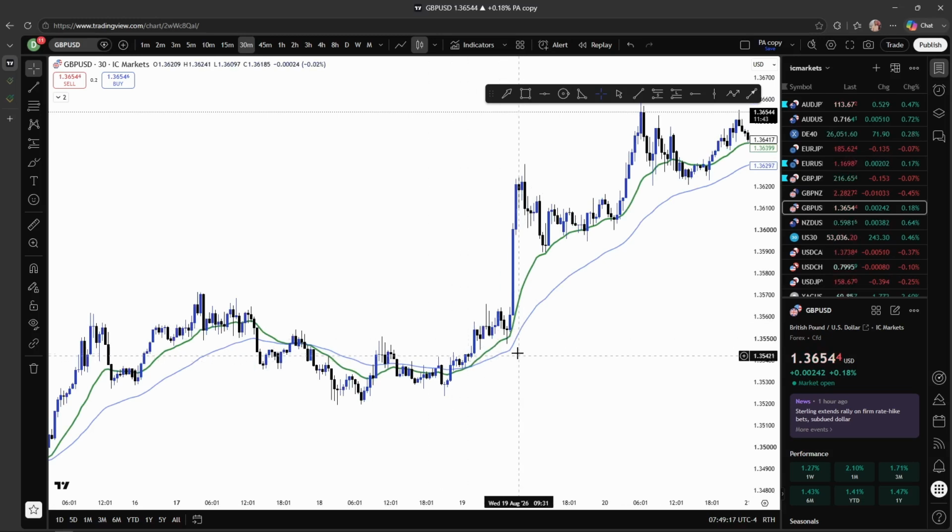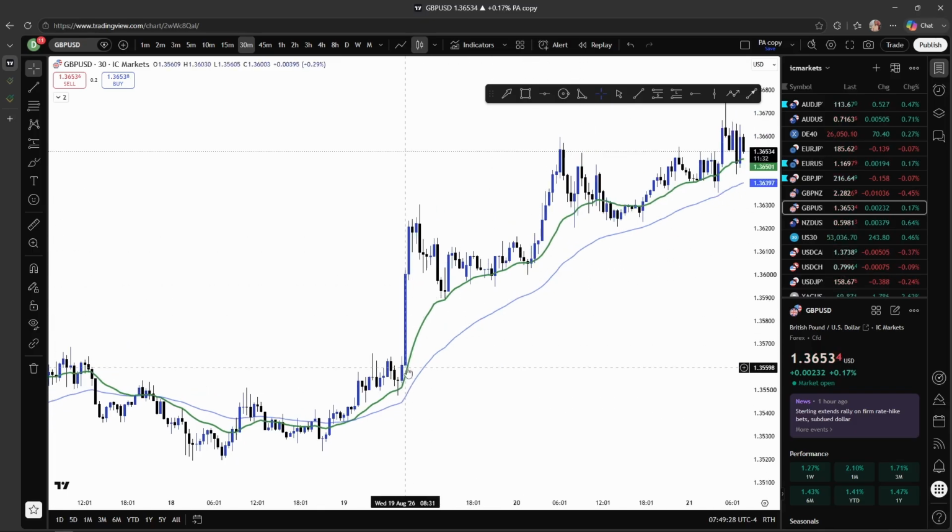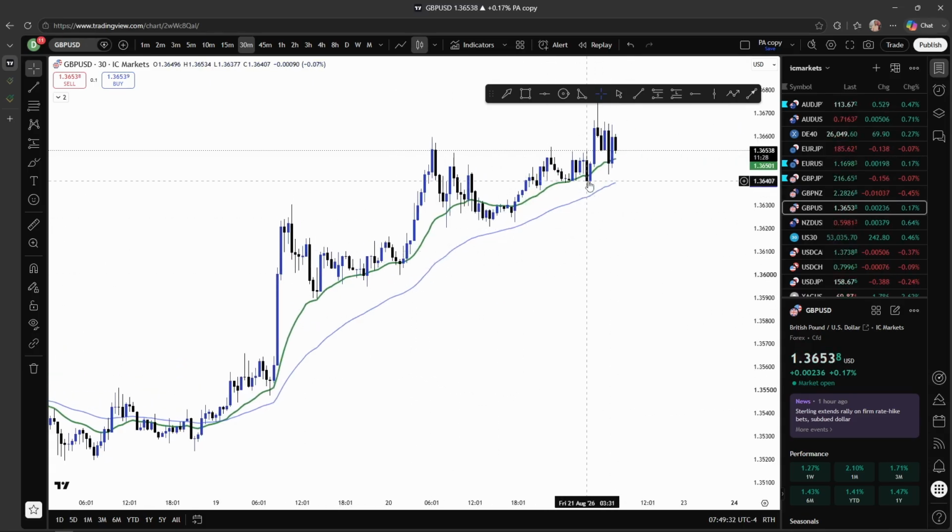Take a look at this chart right now. Whenever the green and then the blue line come into agreement in an uptrend, whenever the blue line goes below the green and then the market comes to touch the green perfectly, there's always a high buying momentum. We can see it here, right here, here again, and then we also have it here again.